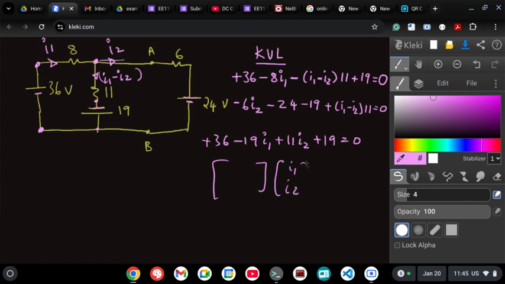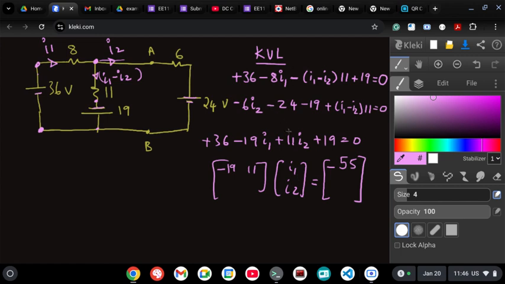So once again, I1, I2. 36 goes towards the right side, 19 also goes towards the right side, so 36 plus 19, 55. So basically, two unknowns, two equations I'm solving, which you have done in maybe your seventh or eighth class, or maybe even earlier these days. I think it is correct.